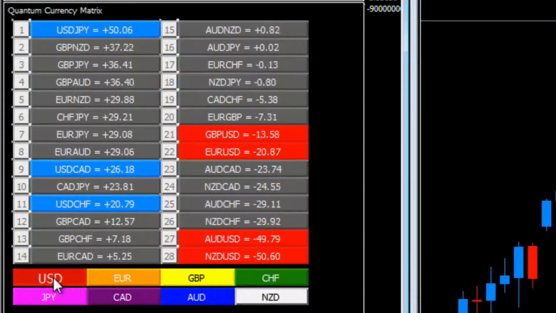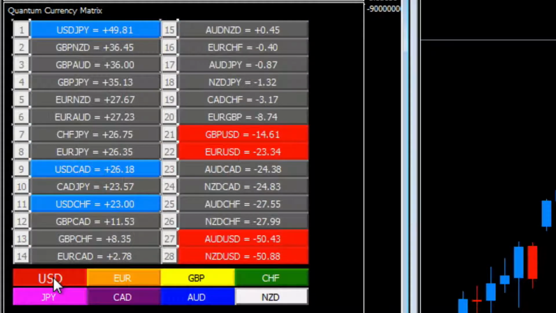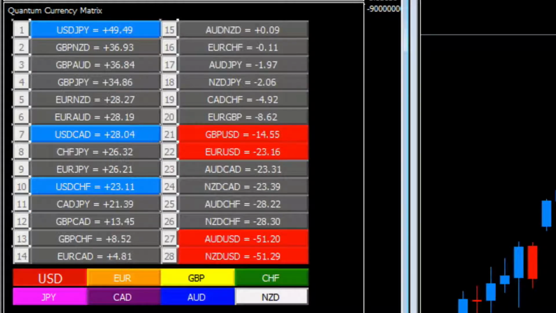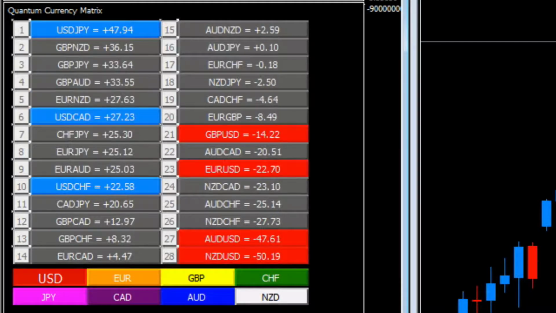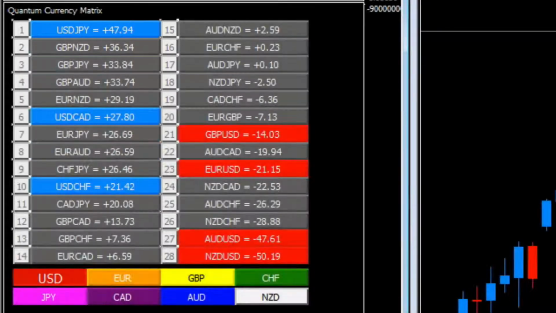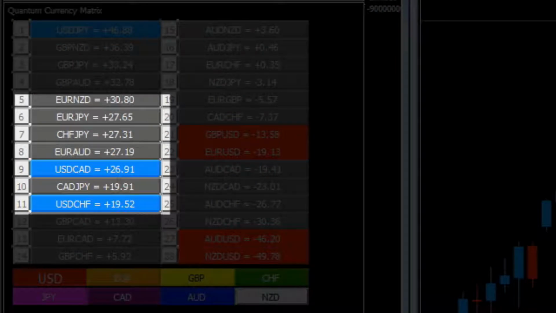If we click on the dollar, that will then toggle us through to show us what's going on there. I'll just move that down a little bit. Here we can see on the matrix very, very heavily dollar positive sentiment. The dollar yen is the most positive of all, right up the top there. Then we have the dollar CAD hopping around a little bit, and the dollar Swiss. So lots of buying on that side.